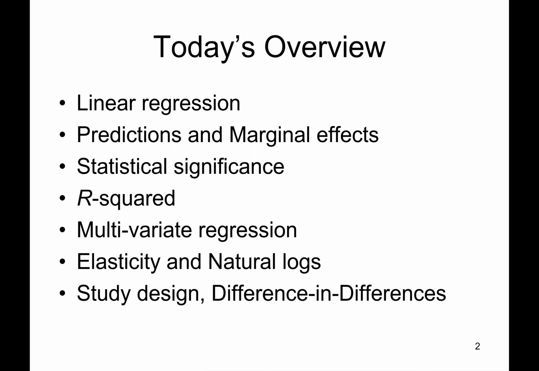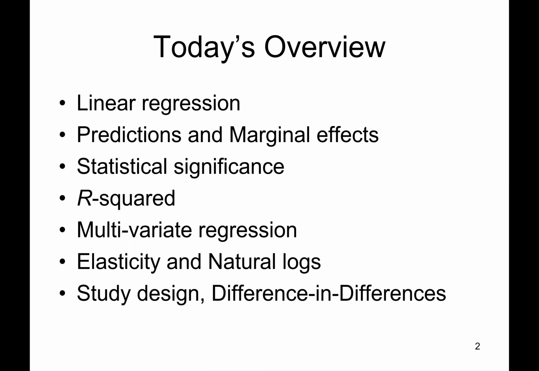And we are going to go over predictions and marginal effects, what those mean in the context of linear regression. We're going to talk about statistical significance, which is how we know whether our variables and our model make much difference in what we're trying to study. We're going to look at R squared, which tells us if our model is any good, and multivariate regression, which is a fairly straightforward extension of linear regression. It just involves more variables and more numbers, which is great.